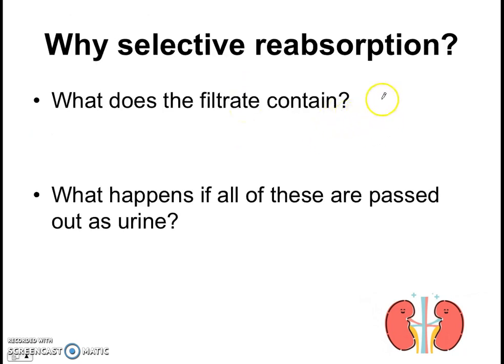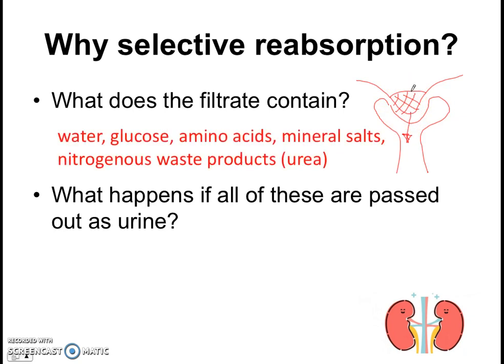Now we've just seen that in the Bowman's capsule, let me draw the Bowman's capsule, ultrafiltration takes place. You have your glomerulus here, and some of the components of blood are filtered into the Bowman's capsule to form a filtrate. What does that filtrate contain? Well, hopefully you still remember that it contains all these small molecules that are able to pass through the wall of the glomerulus. And those small molecules include water, glucose, amino acids, mineral salts, nitrogenous waste products like urea.